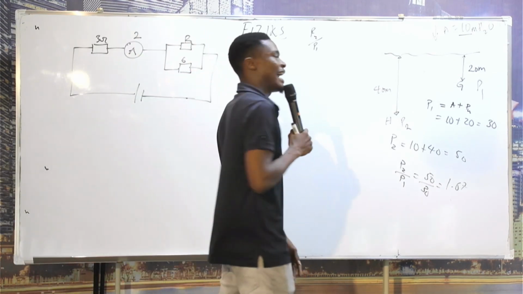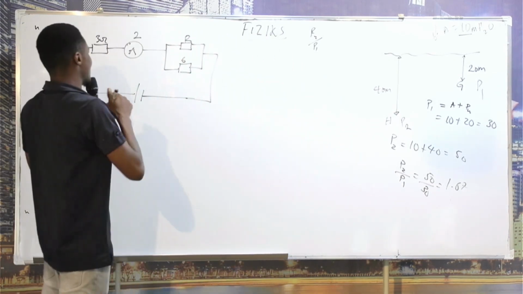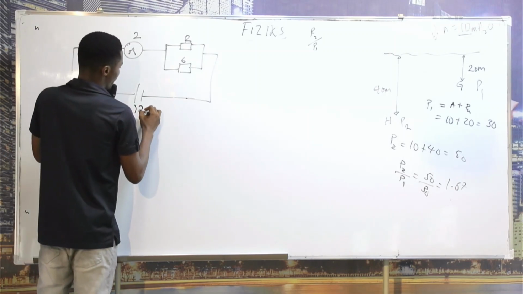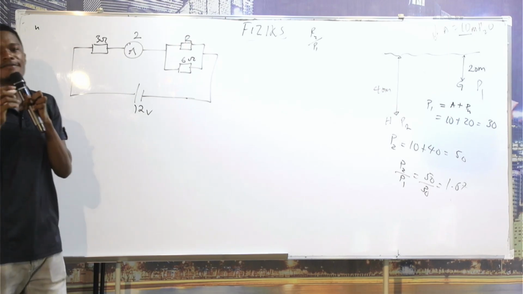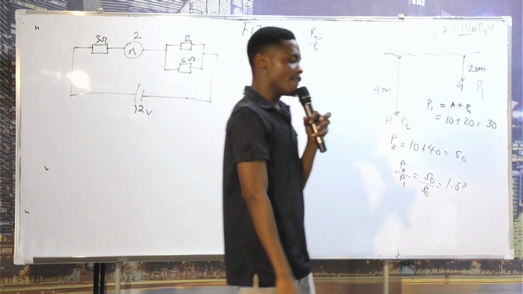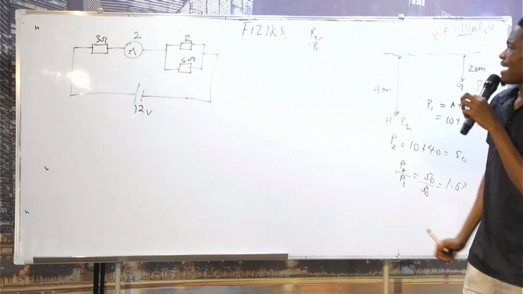Okay, so they said we should find the value of R in this diagram. The source is 12 volts, with about 6 ohms. Now, we have several ways, like I said, of solving the question. One way we can solve it is this.